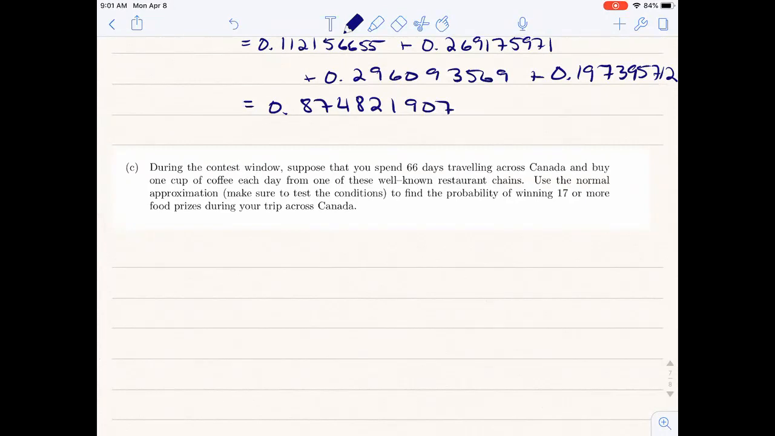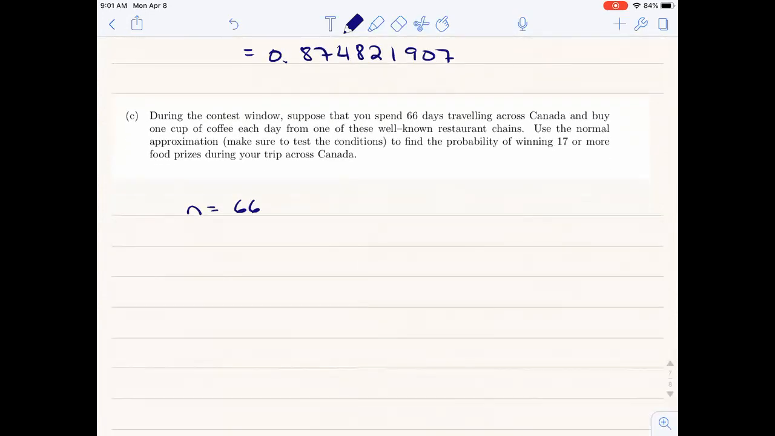And you buy 1 cup of coffee each day from one of these well-known restaurant chains. Use the normal approximation. Make sure to test the conditions, right? And find the probability of winning 17 or more food prizes during your trip across Canada. Right, so we've got n is 66, the number of trials is 66, and we want k to be 17 or more successes.